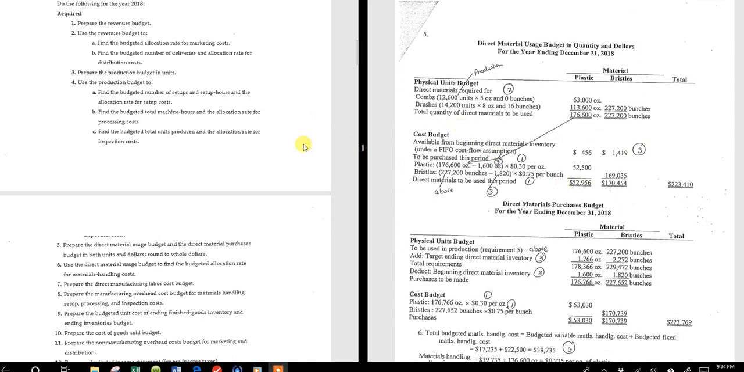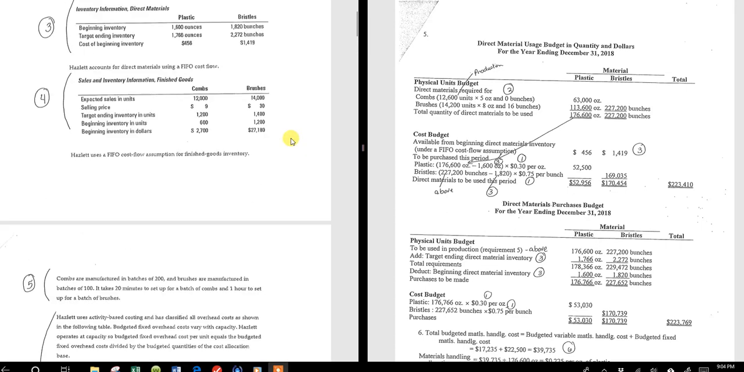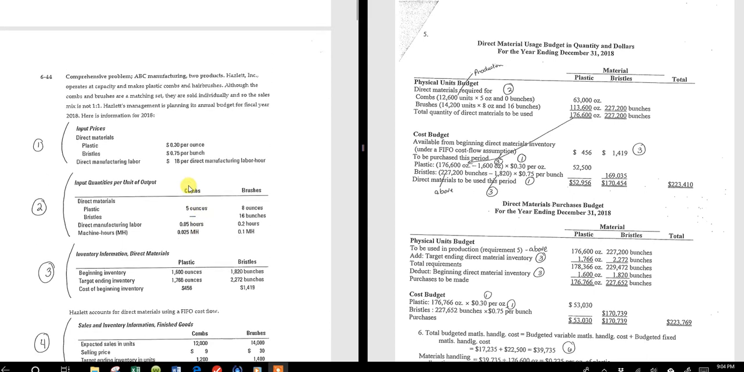Okay, and then I want materials. So look at how much materials are used. I need to know what in the heck goes into a comb. Okay, so again, I have to search through these. It looks like my combs have 5 ounces of plastic and my brushes have 8 ounces of plastic, and my brushes have 16 bunches of bristles.